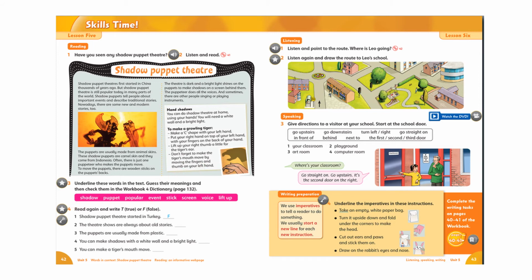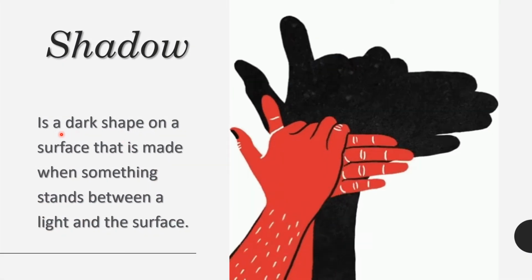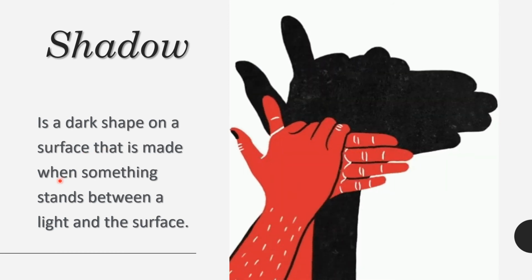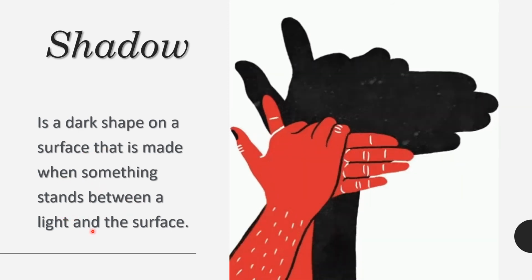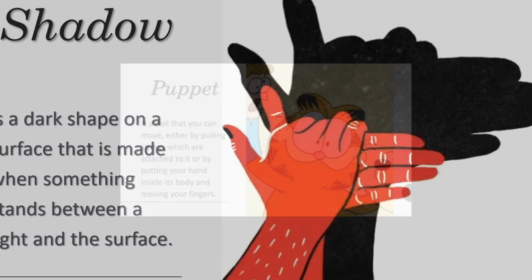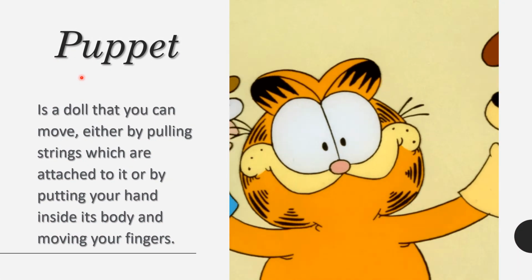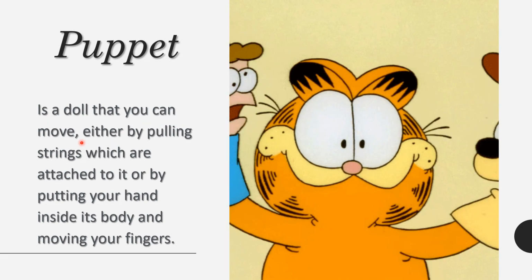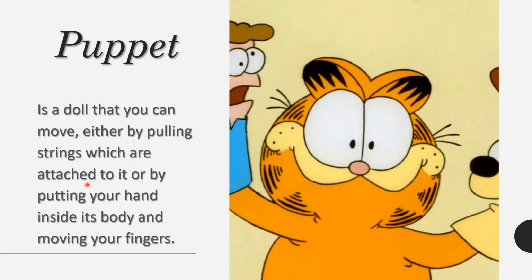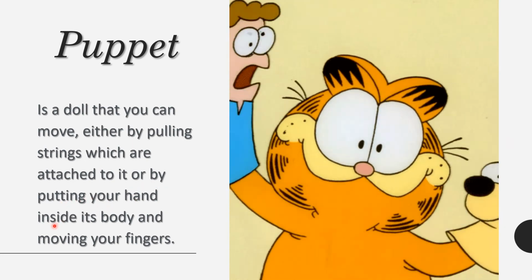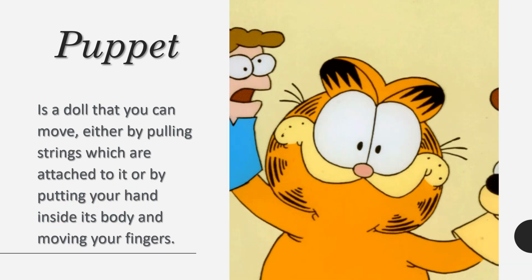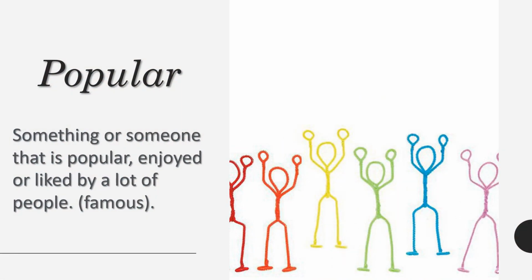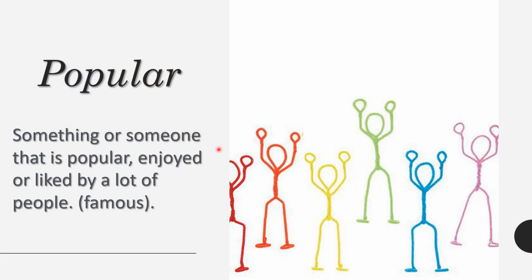Now let's learn the vocabularies together. Shadow is a dark shape on a surface that is made when something stands between the light and the surface. Puppet. It's a doll that you can move either by pulling strings which are attached to it or by putting your hand inside its body and moving your fingers. Popular. Something or someone that is popular, enjoyed, or liked by a lot of people, which means famous.